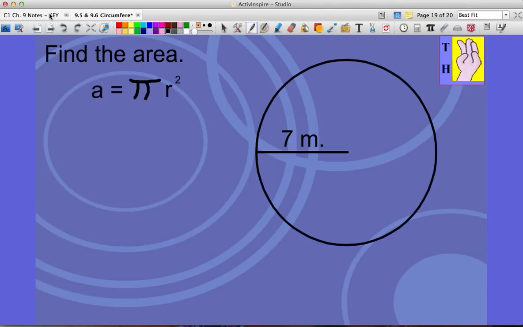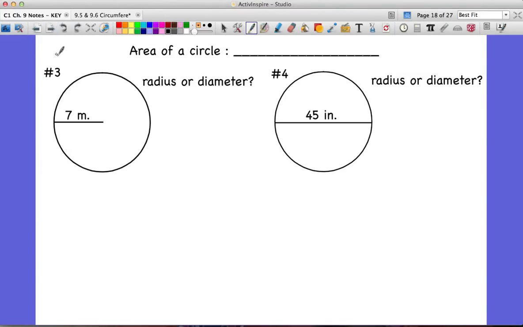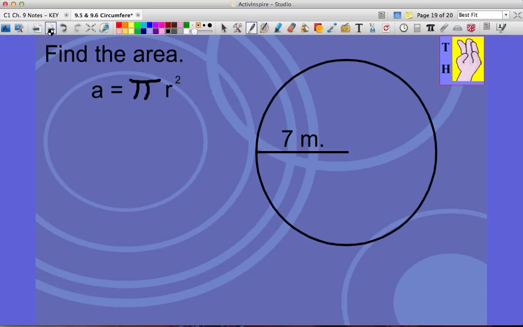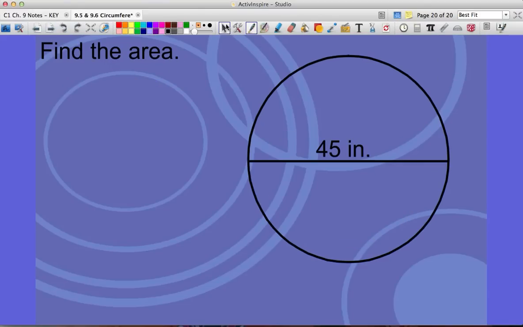The next 2 problems I want you to try on your own. You have them in your notes. Okay, it's a radius of 7 and a diameter of 45. Make sure that you try these problems and you post your answers to Edmodo all in one post.